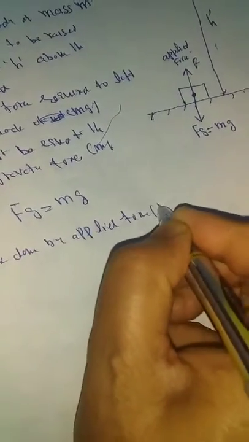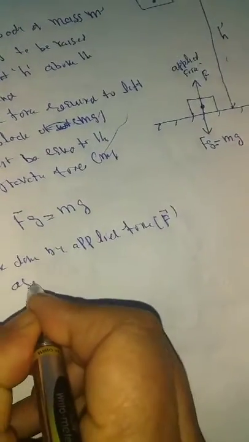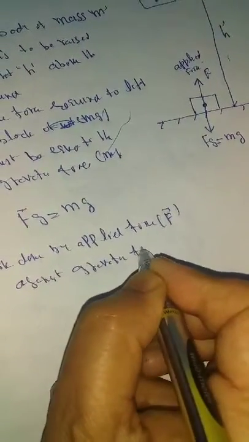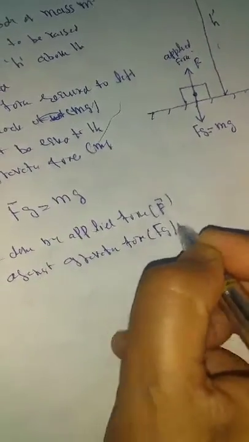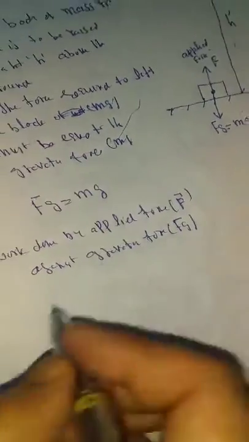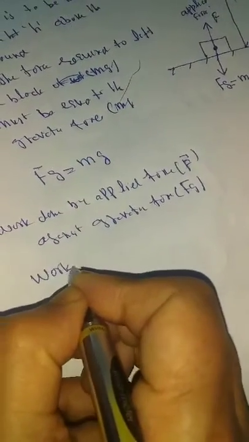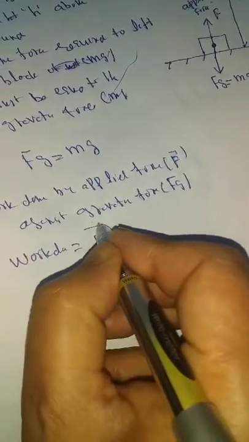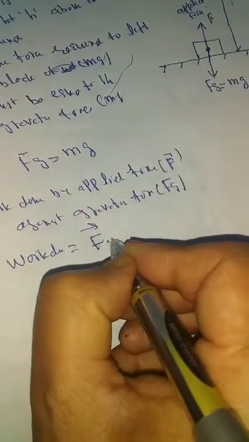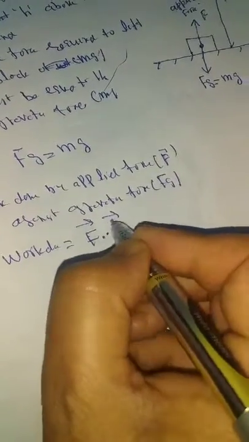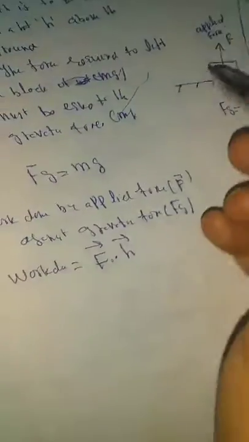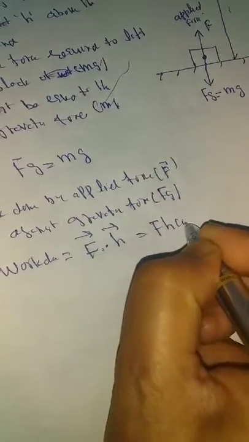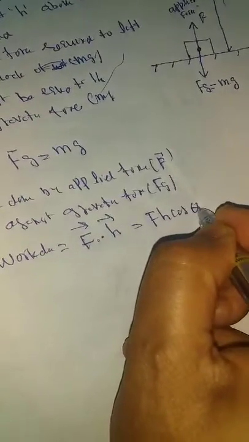What is the applied force? F, against the gravitational force. I hope you have got it. The gravitational force Fg acts downward. Work done is equal to what? Work done is force F dot s, and here s is h, so F dot h gives F h cos theta. I hope you have got it, cos theta.